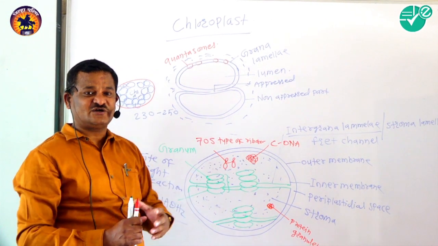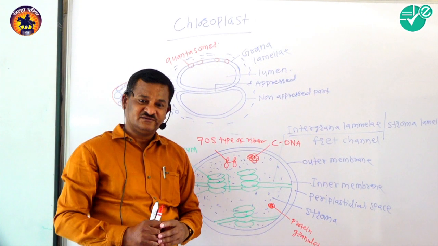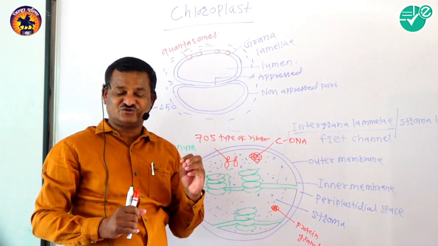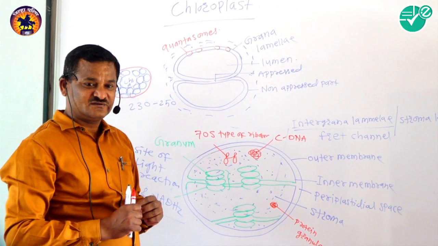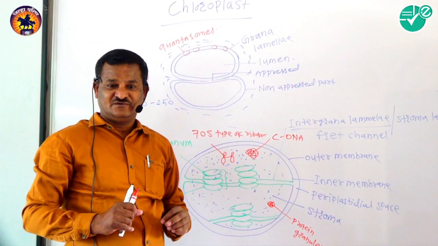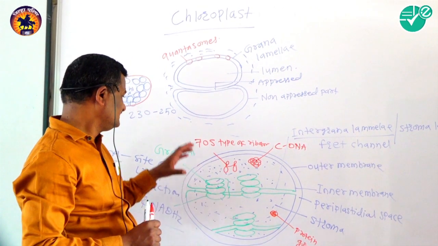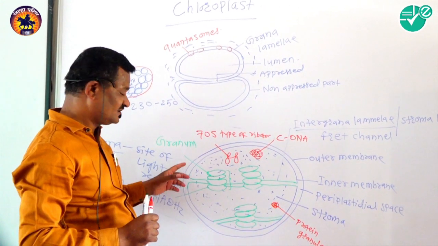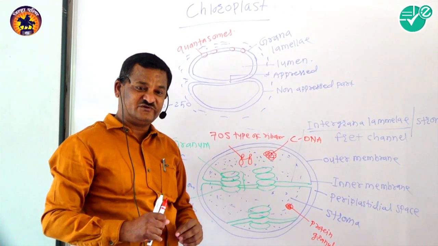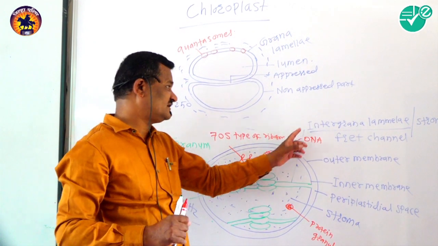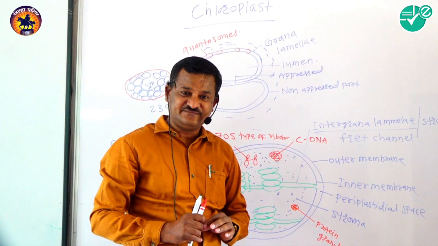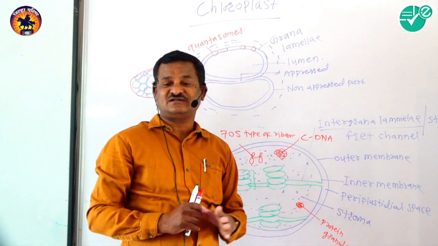They trap light energy in the form of quantum. In each quantasome, 230 to 250 photosynthetic pigments are present. Quantasomes are on the membrane of the thylakoid, and they are the site of light reactions. A number of grana are connected with each other. When two adjacent grana are connected with the help of lamellae, that lamellae is called intergrana lamellae. Intergrana lamellae is also called stroma lamellae, and also called frets channels.